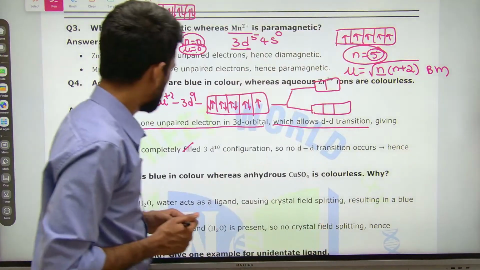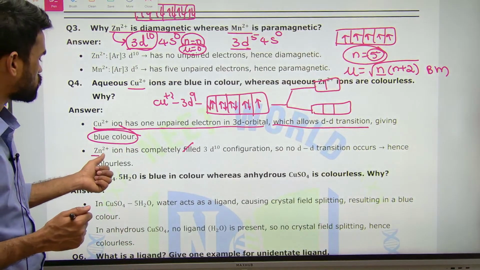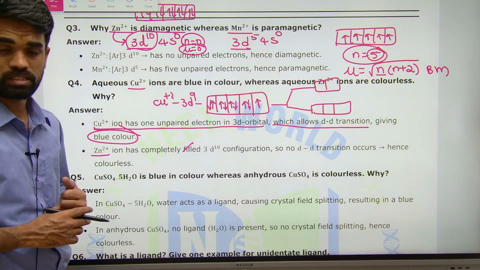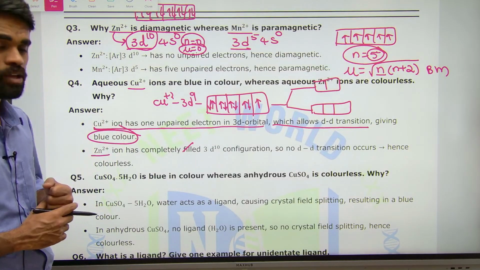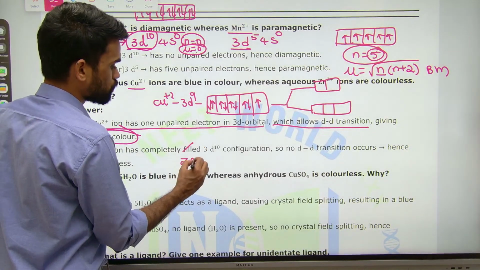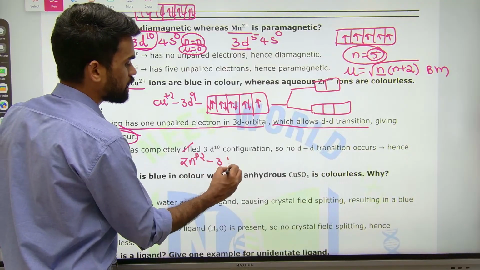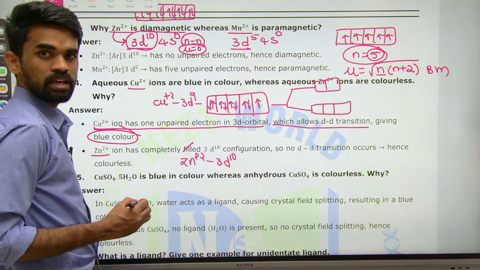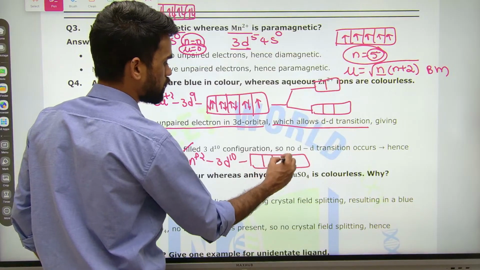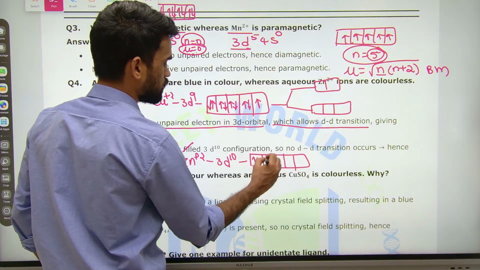Right, let's understand why Zn plus 2 is not a colored substance. It is colorless. Now why? Because Zn plus 2 has the 3d10 electronic configuration. 3d10 means all the d orbitals are fully filled, like this.